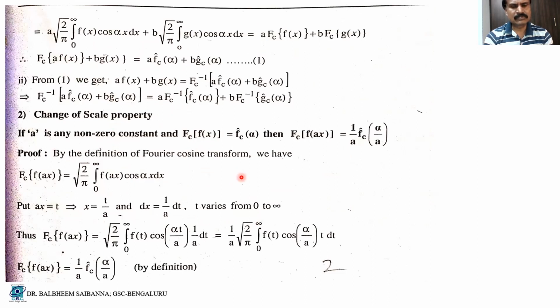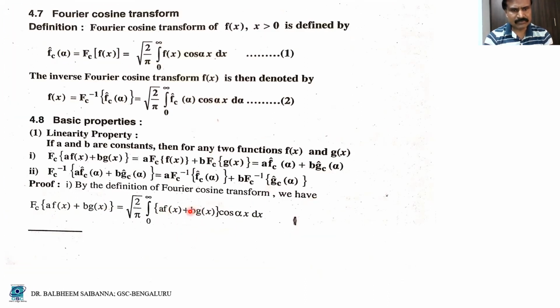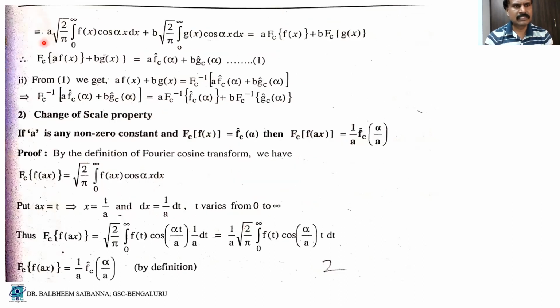Here we have a sum of two terms. You write the sum of the two terms separately. This gives a times root of 2 by pi integral 0 to infinity f of x cos alpha x dx plus b times root of 2 by pi integral 0 to infinity g of x cos alpha x dx. By using the definition of the Fourier cosine transform, except for this a and b, this one is fc of f of x. Here the function is g of x, so we write b as it is times fc of g of x.